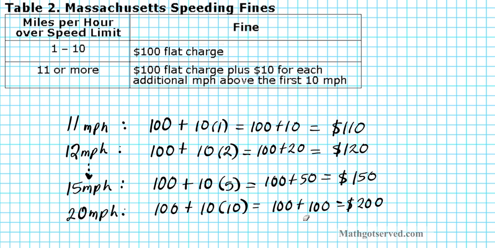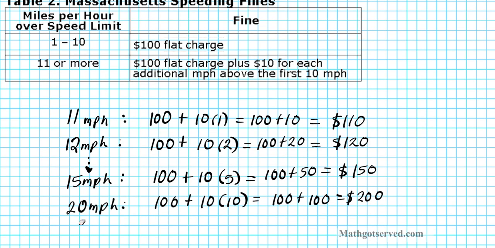That's the fine. Okay, now let's just do one more, and then we're going to use repeated reasoning and examination of the pattern to basically make predictions as to what's going to be happening as we increase our miles per hour above the speed limit by 5 miles per hour. Okay, so for 25 miles per hour, we have the flat charge of 100 plus $10 for each mile per hour above 10.